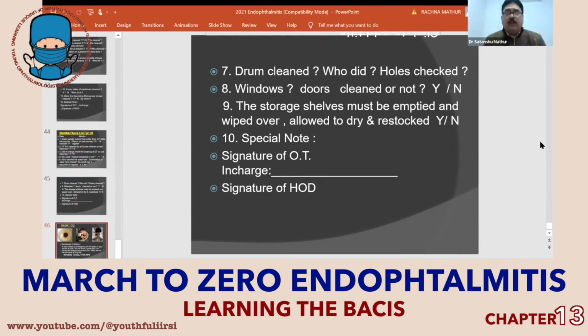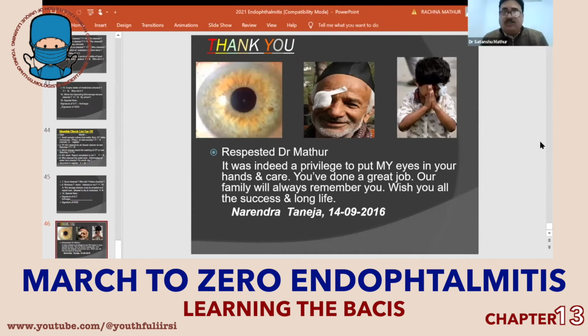If you do all these things and take all precautions, you can have zero endophthalmitis, and you can smile on your patient's face, and it will save you from the court of law. You will not need the help of the doctor.